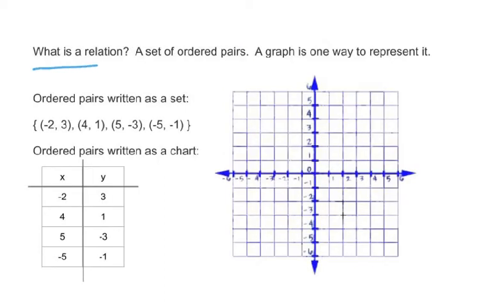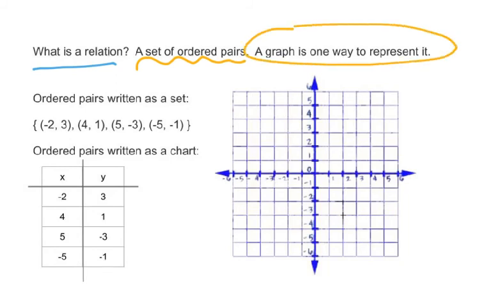So what is a relation? Because the name of our lesson was Relations in Ordered Pairs. A relation is just a set of ordered pairs, and a graph is one way to represent it. Here are ordered pairs written as a set. You just have these braces on the end here, and then you have the ordered pairs in their little parentheses with the x first and the y second.